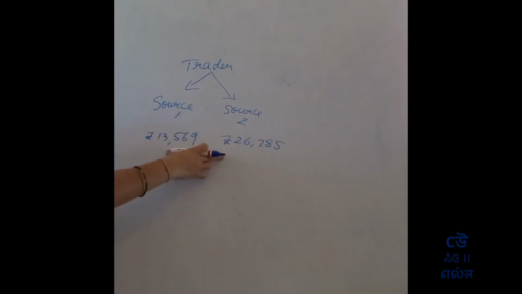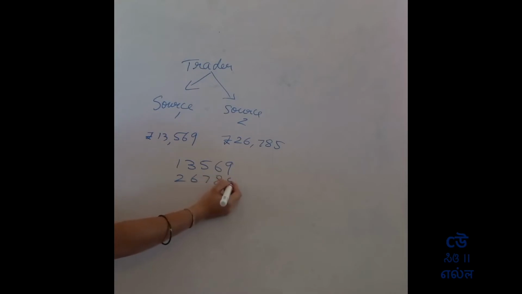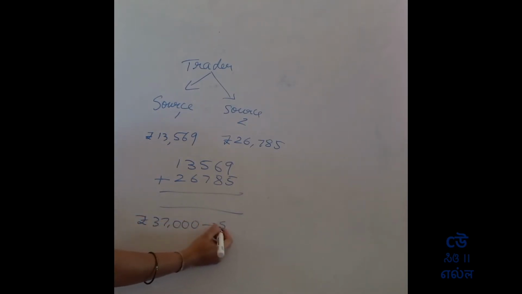So with receiving this amount, that is 13,569 and 26,785, and with this total amount he wants to pay another 37,000 rupees to someone else. He wants to pay somebody else by evening. So he rounds off the numbers to the nearest thousands and quickly works out a rough answer.